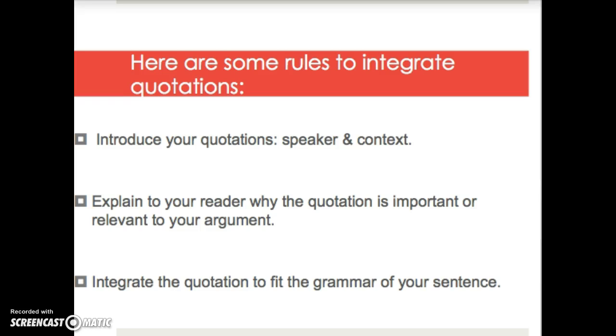And then the third tip, integrate the quotation to fit the grammar of your sentence. We'll talk about specifically what that means, but you can think about a quotation as a kind of part of a sentence. It's not a complete sentence on its own, so it needs to be integrated into your sentence, and the flow of your sentence should not be interrupted by this quotation. There are a couple different strategies for fitting in a quotation so that it flows with your sentence and doesn't make for a choppy or awkward reading paragraph.